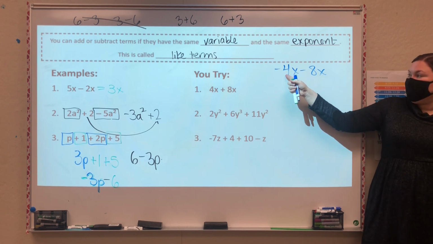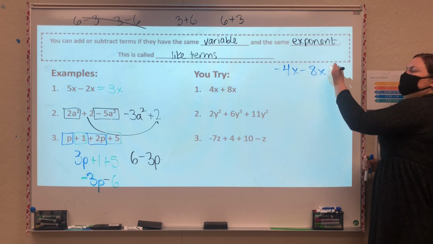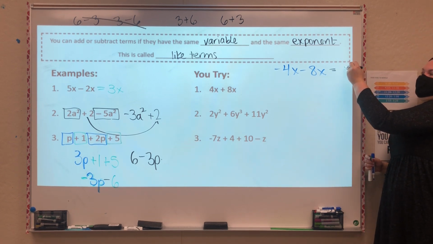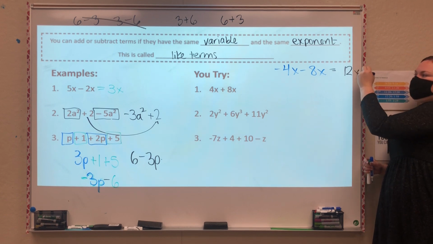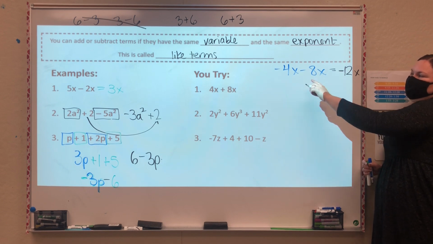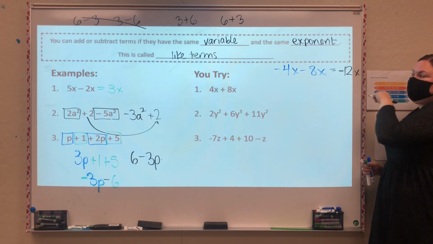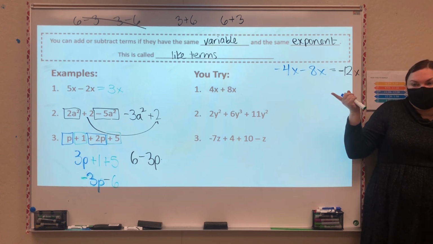I heard you say a negative and another negative. What do we do with those? We add them. So that would give us negative. Why negative? Because the sign is the same. When they're both negative, you add them, but you're keeping that sign. You can always think of it as keeping the sign with the larger number.